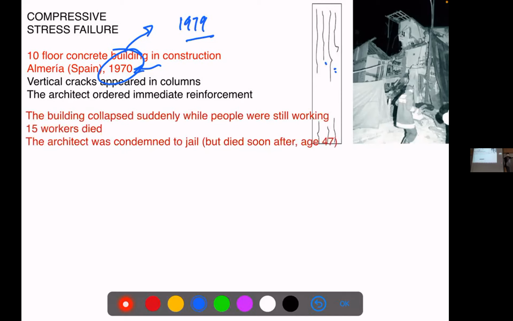The problem is that the collapse was sudden, right? And 15 people died before they could even do anything. So the architect was condemned to jail. The judge said, okay, you did something to prevent it, but you're the most expert in the world. You should have known that was too dangerous, right? He went to jail. He admitted the responsibility and he just died out of grief, right?